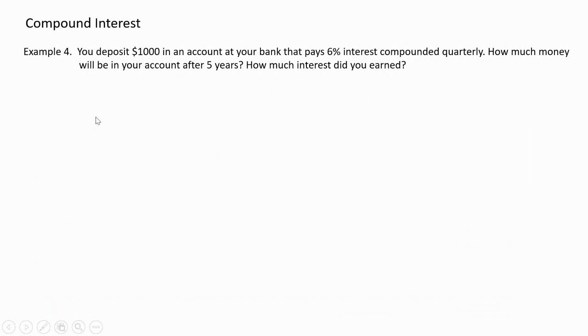Okay, this is the example, example 4. Say you deposit $1,000 in an account at your bank that pays 6% interest compounded quarterly. How much money will be in your account after 5 years? And how much interest did you earn? So again, we can use the formula. And like I said before, I like to use the one on the right.